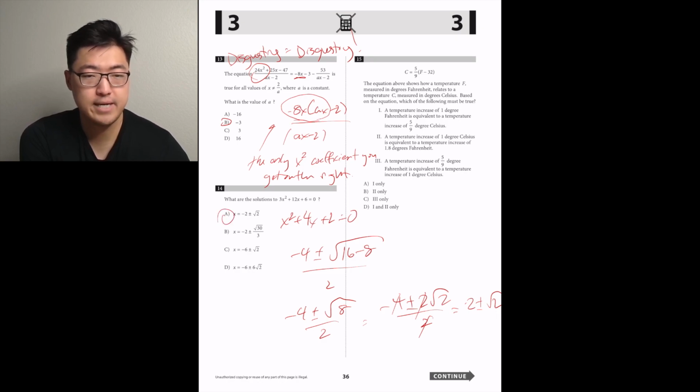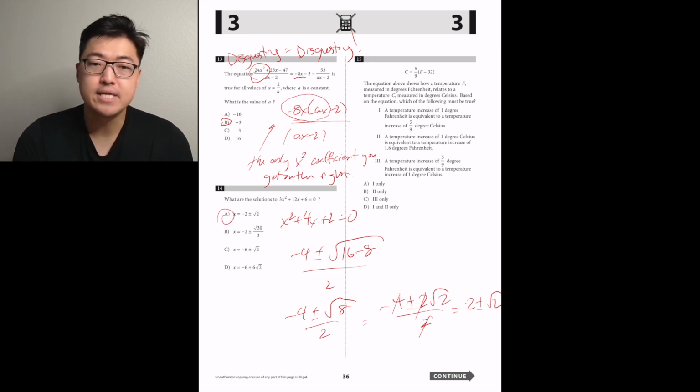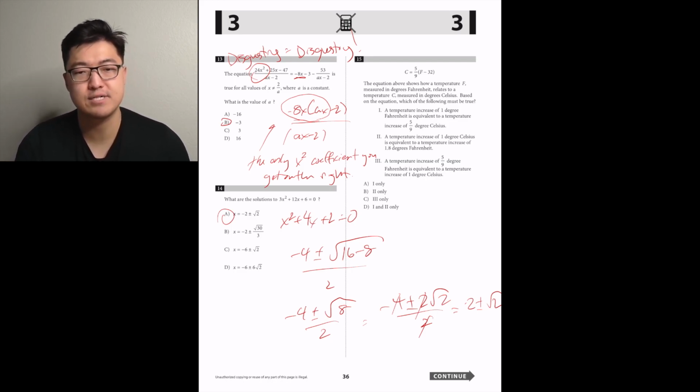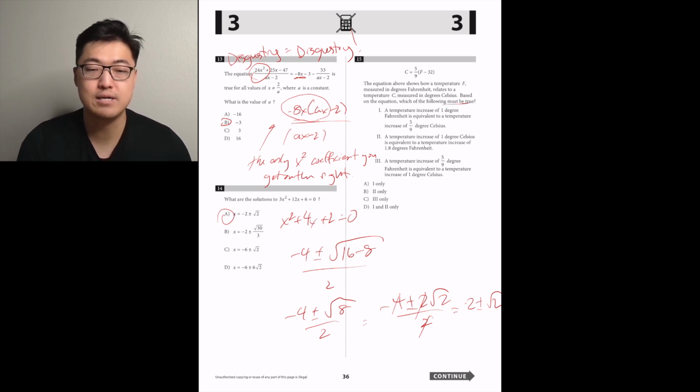-2 plus or minus root 2, A. 15. The equation above shows how a temperature F measured in degrees Fahrenheit relates to a temperature C measured in degrees Celsius. Based on the equation, which of the following must be true? Must be? Okay, so we should stress test these. A temperature increase of 1 degree Fahrenheit is equivalent to a temperature increase of 5/9 degrees Celsius.